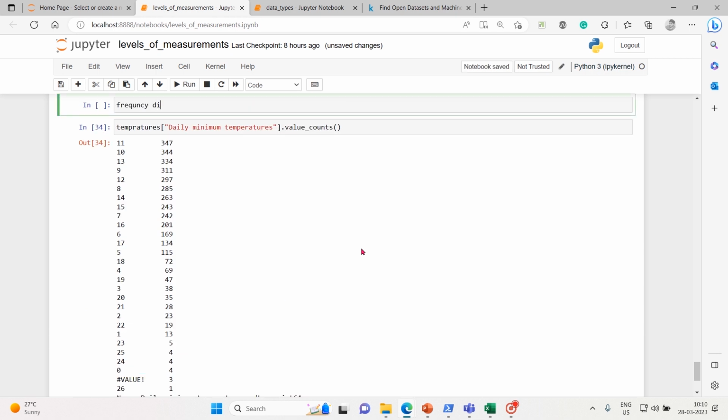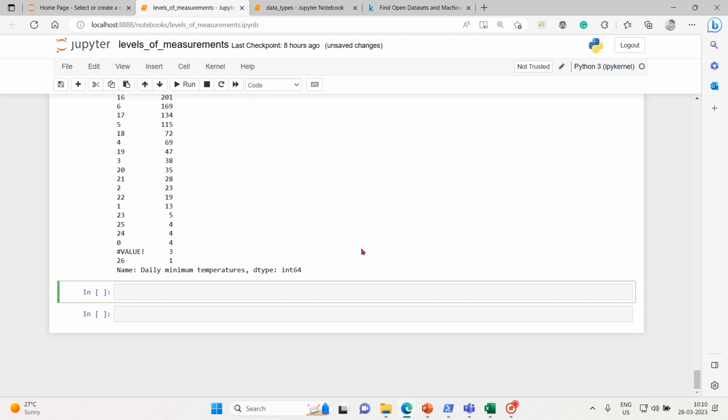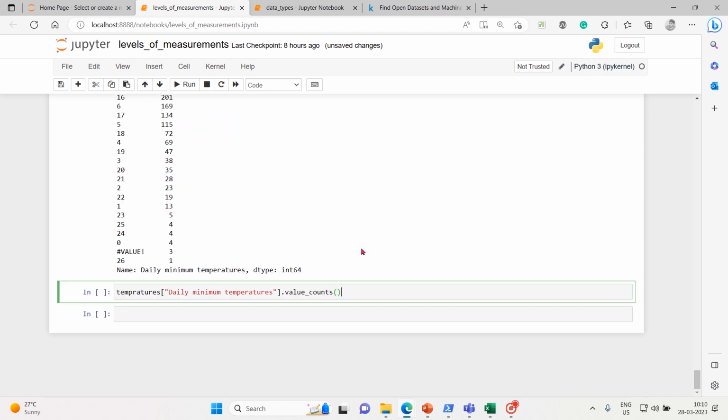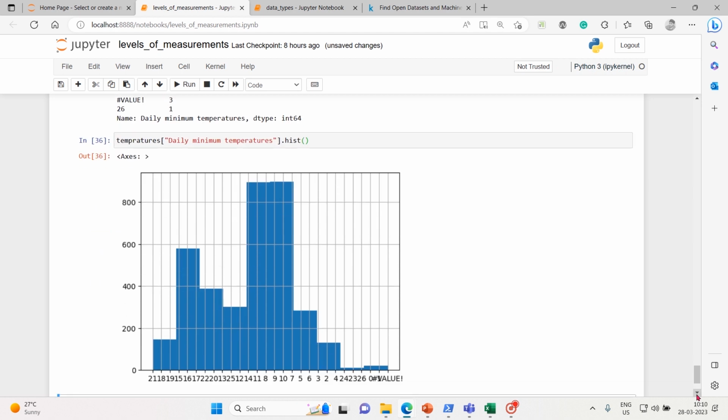Frequency distribution. Okay, so now let me plot. Let me copy the same one, paste it here. In spite of that, I'll go for the list. Yep, and this is the frequency distribution of our data.